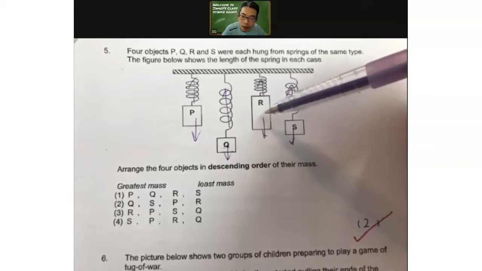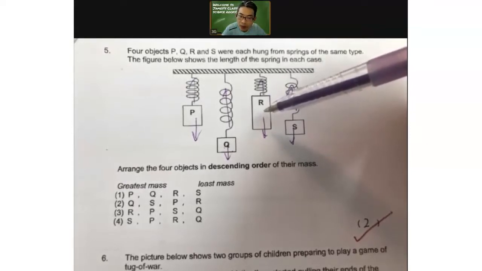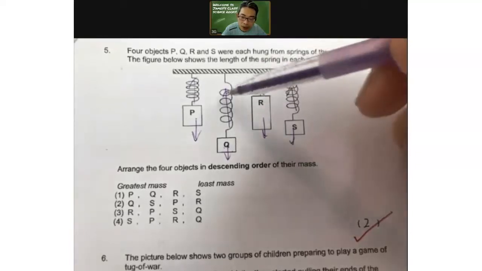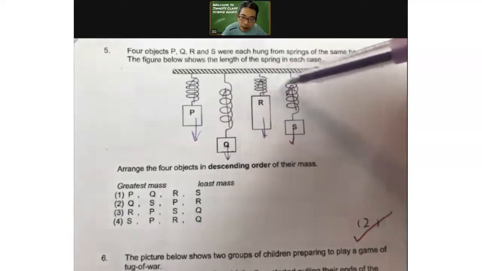Now, the size of the object may not be indicative of its mass. A big piece of styrofoam can have less mass than a small cube of metal or ceramic or something, right? So size doesn't mean that larger means it has more mass. We talk about how much the spring is extended.